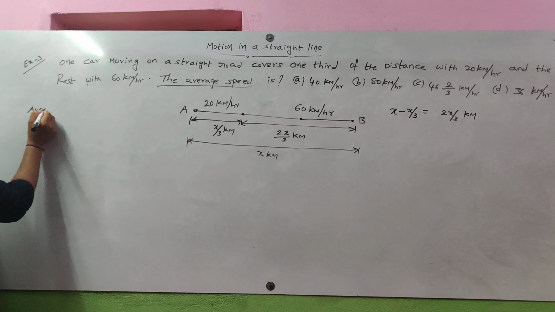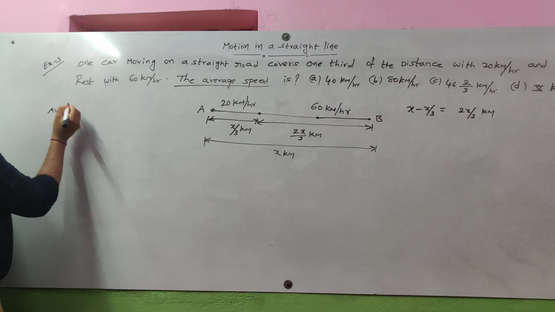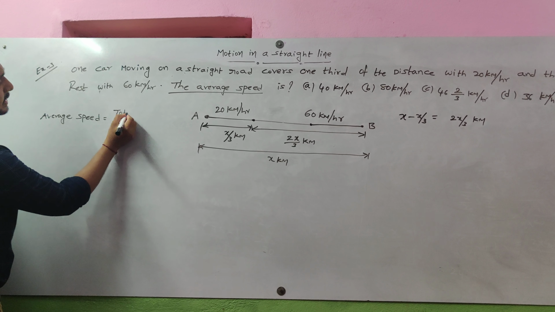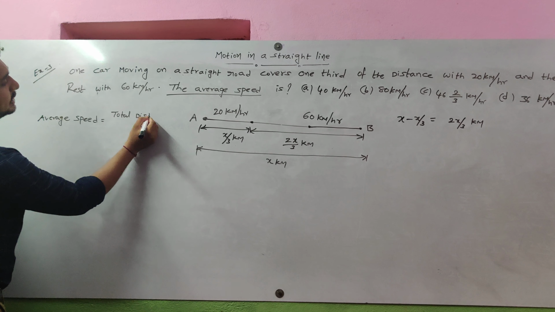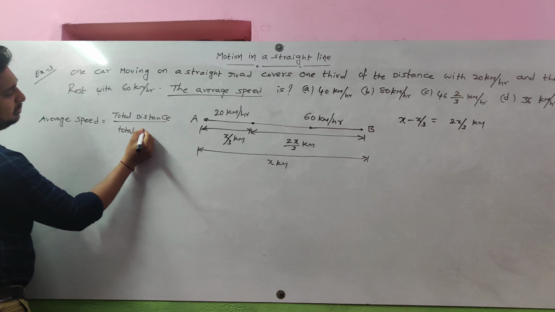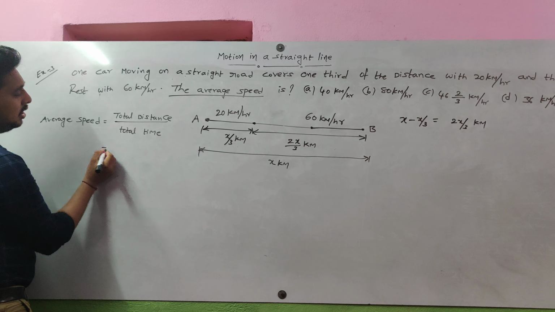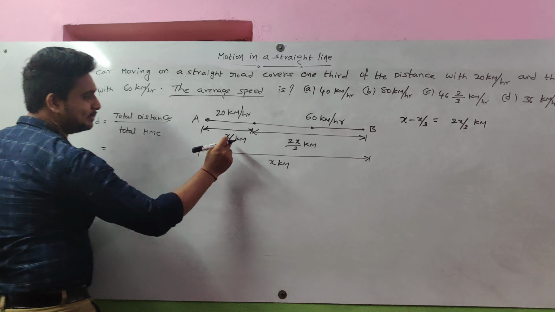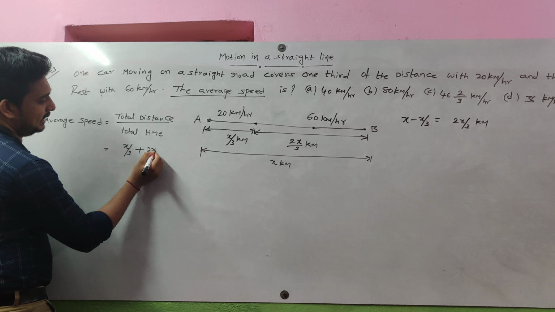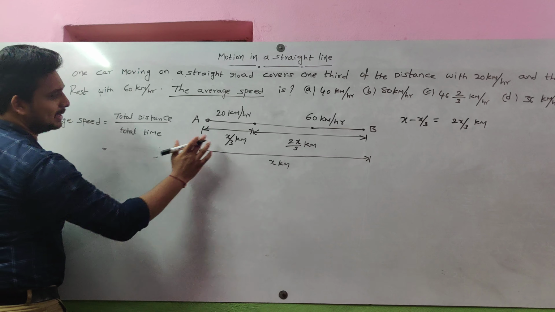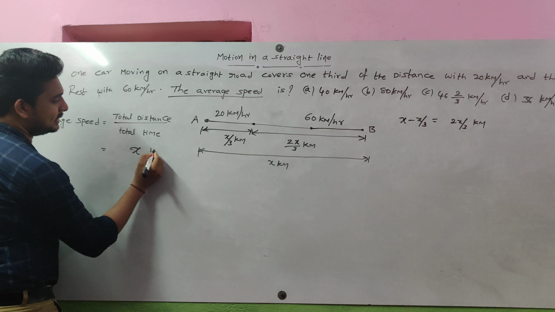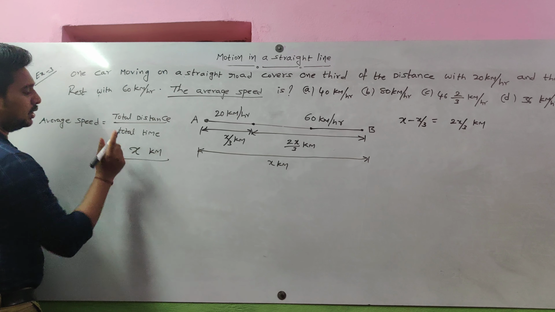Average speed. As you already know, I solved 2 example problems. The average speed formula is total distance by total time taken. What is the total distance here? x by 3 plus 2x by 3. So x by 3 plus 2x by 3 is equal to how much? x kilometers. Total distance is x kilometers by total time.